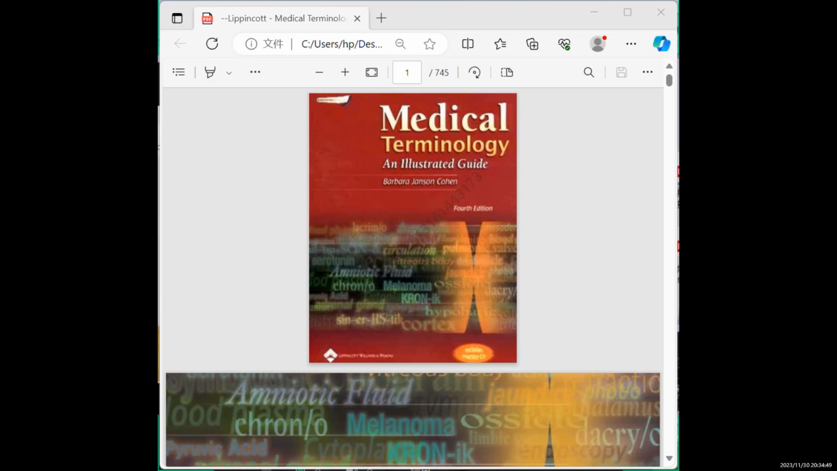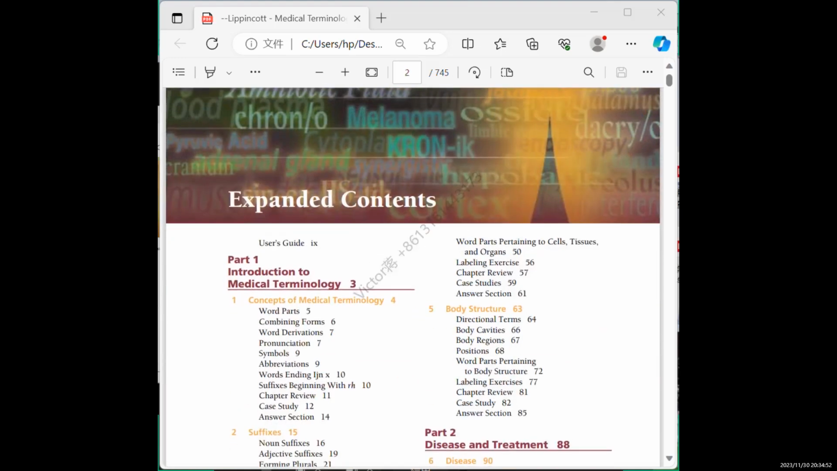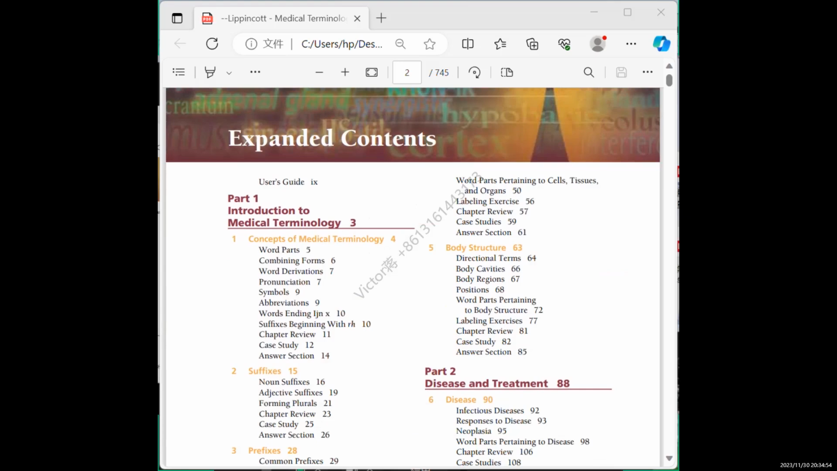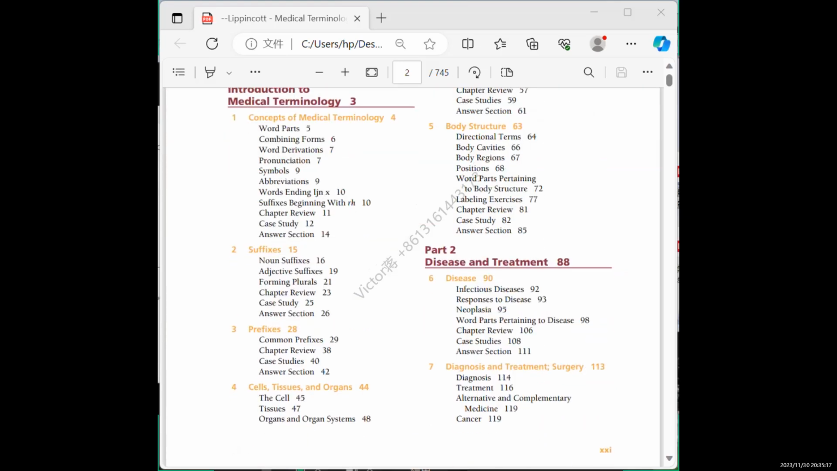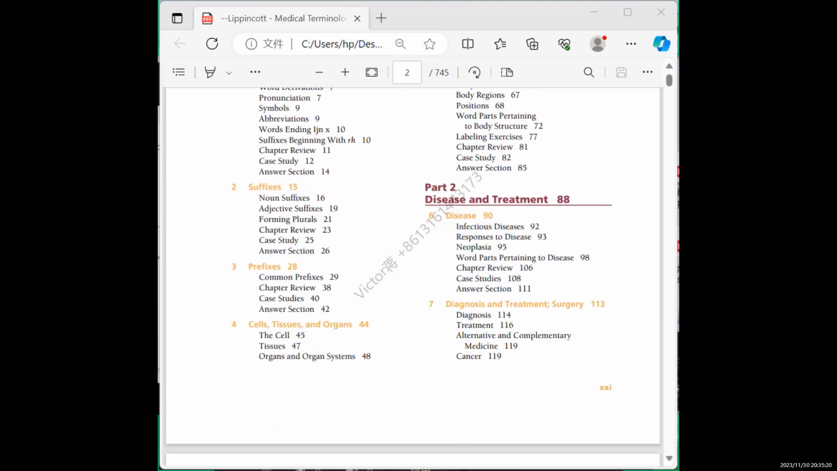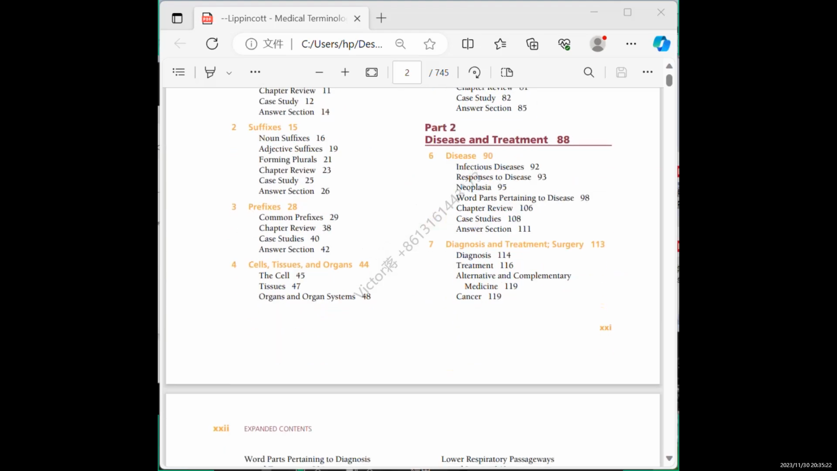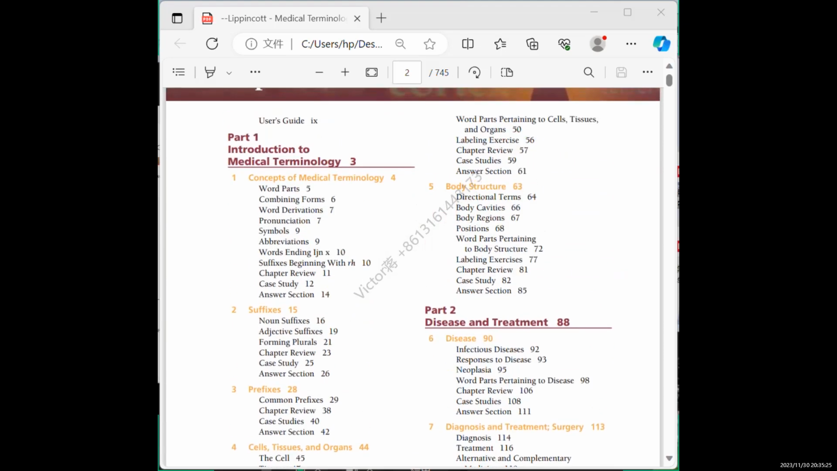So let's talk about the contents, and what we will learn, in a brief way. Today we'll talk about the first chapter, concepts of medical terminology, which is in the first part, introduction to medical terminology. In this first part, we also have chapter 2, suffixes; chapter 3, prefixes; chapter 4, cells, tissues, and organs; and chapter 5, body structure.